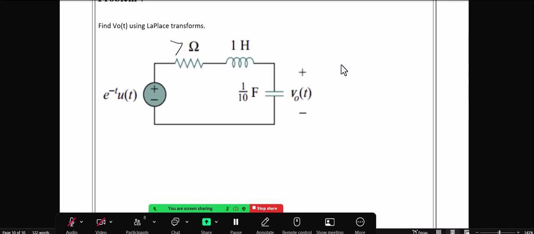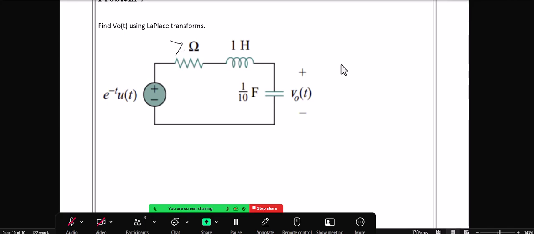Right. So what we have to do is we take the Laplace transform of all of our components and we transform it into the S domain. And the reason we want to do that is because in the S domain, everything adds like a resistor.